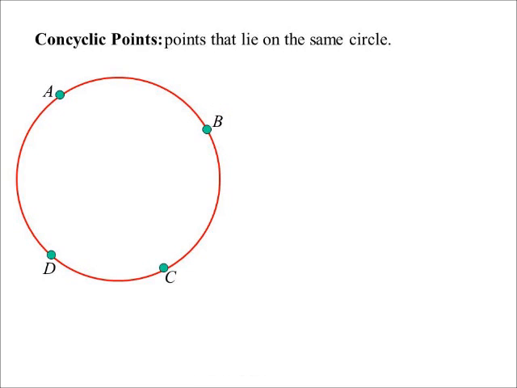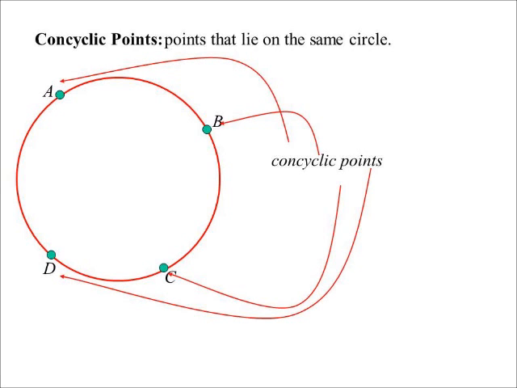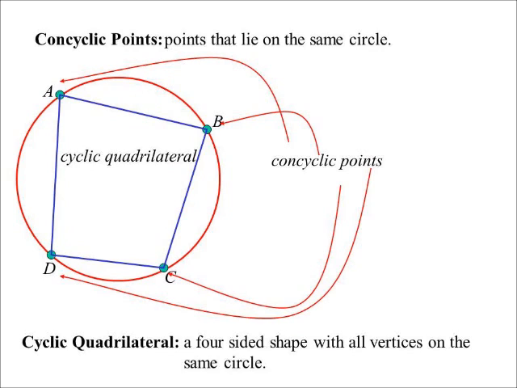Concyclic points. They're points that lie on the same circle. So A, B, C and D are concyclic points. You don't have to have four, of course, you could have any number of points. The reason I've chosen four is to go to our next definition: a cyclic quadrilateral, which is a quadrilateral whose vertices are concyclic. So all four vertices lie on a circle. We call that a cyclic quadrilateral.